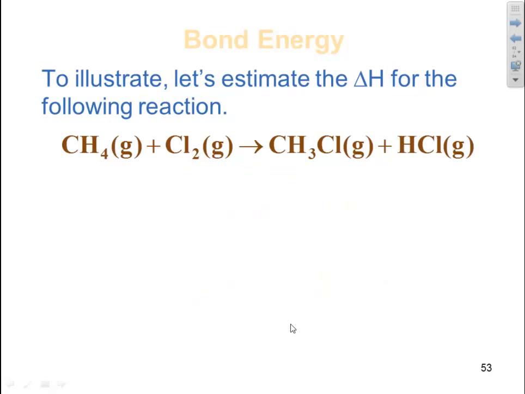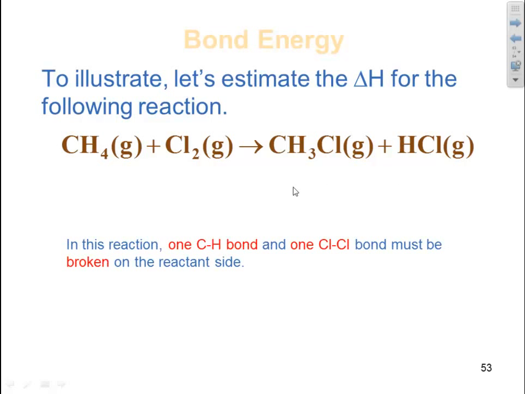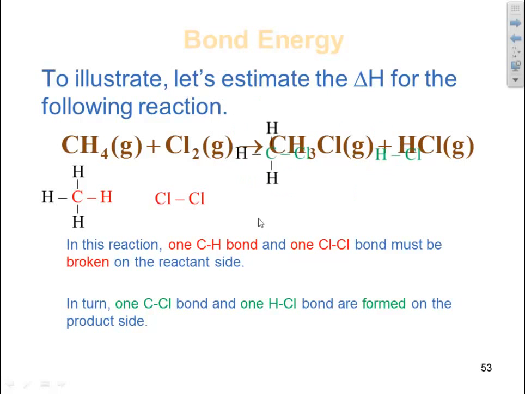Let's illustrate this. Let's look at methane plus chlorine, giving us CH3Cl and HCl. In this reaction, let's examine what's happening. We can see that one C-H bond is going to break and one Cl-Cl bond is going to break. We have three C-H bonds that are going to stay the same. They're not going to be broken. We're going to break this C-H bond and form a C-Cl bond. We're going to break the Cl-Cl bond, and then the hydrogen that comes off the CH4 will join with that Cl, forming HCl.